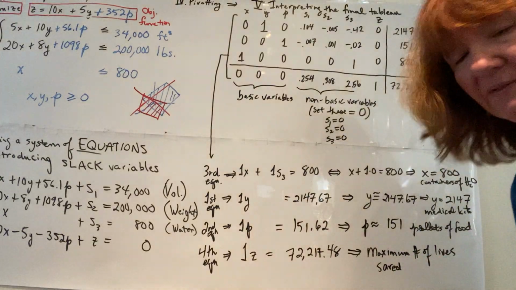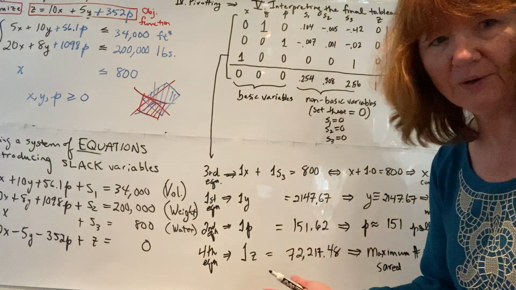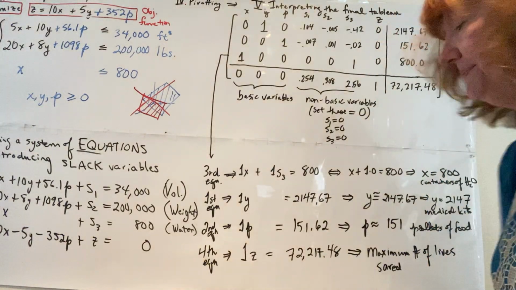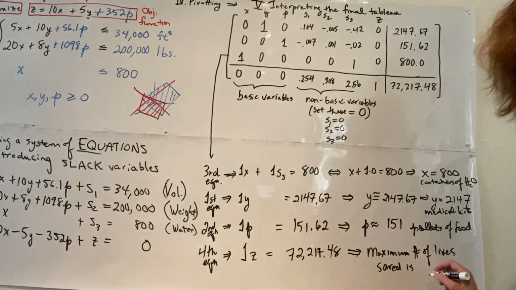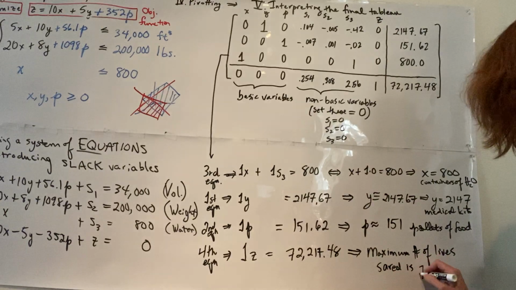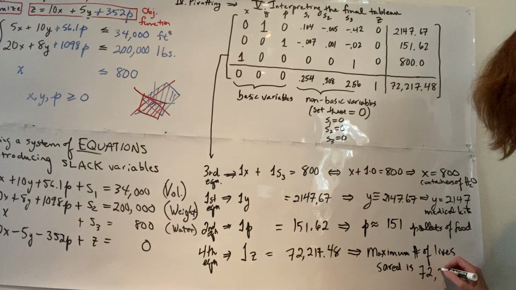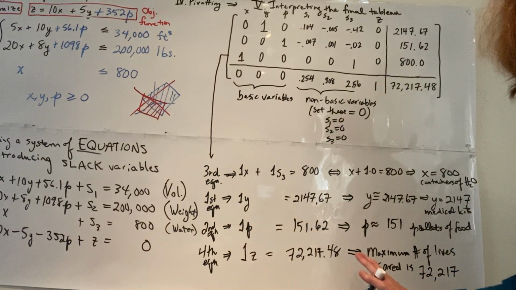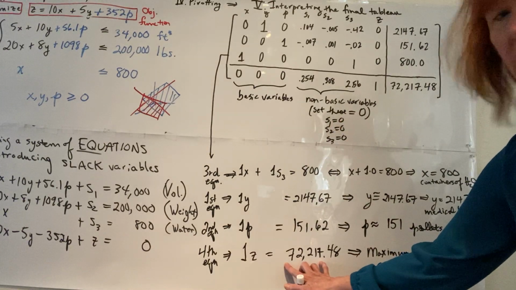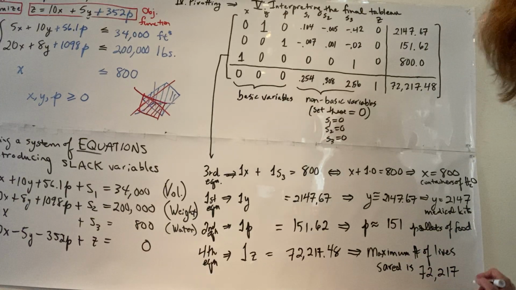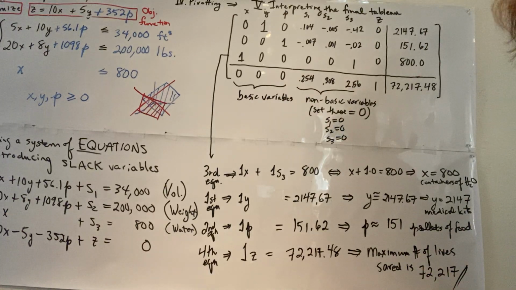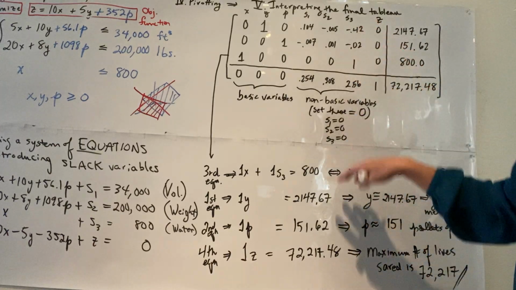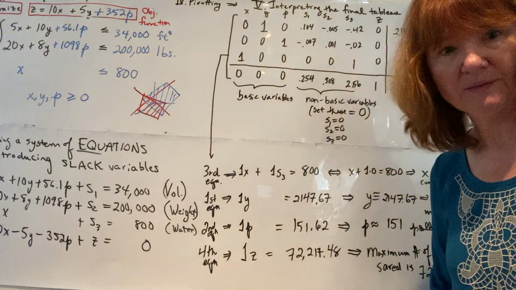potentially the maximum number of lives saved by a cargo plane, C5, full of goods for 3 days is 72,217. Again, don't round up, just take the integer part. Okay. And so that's how you would write your solution. That's how you interpret the final tableau. Okay.